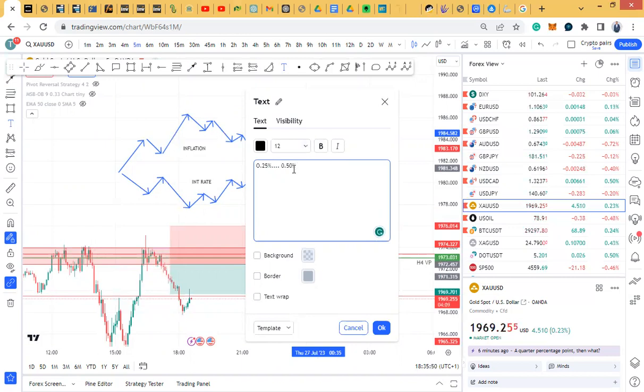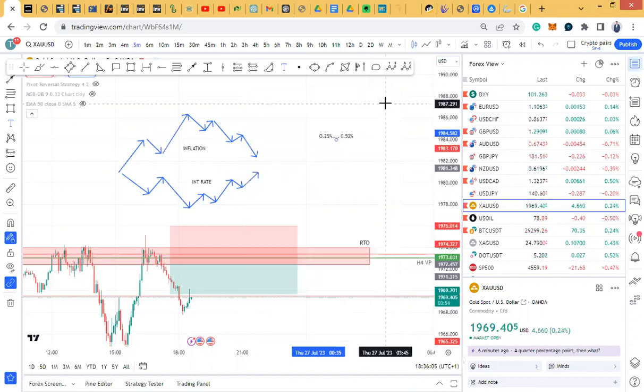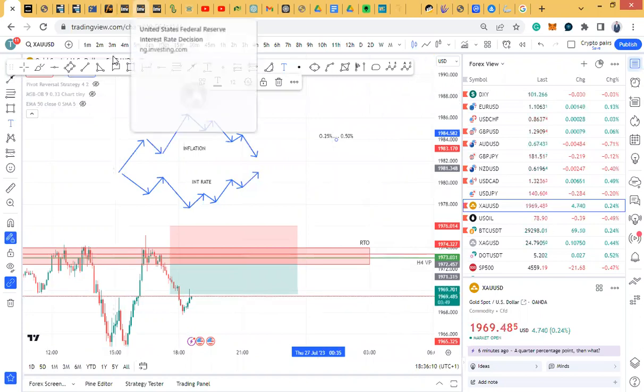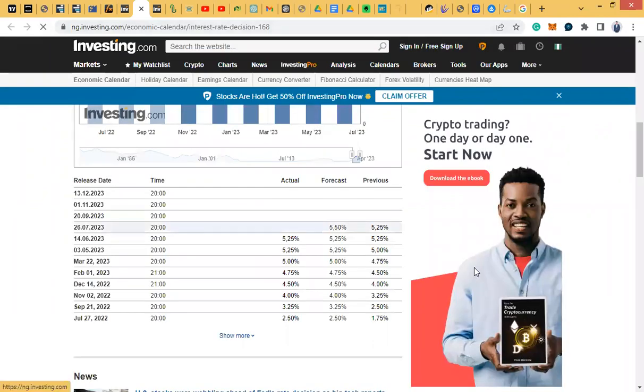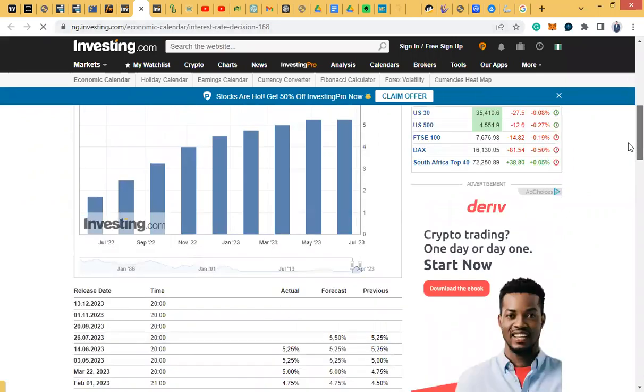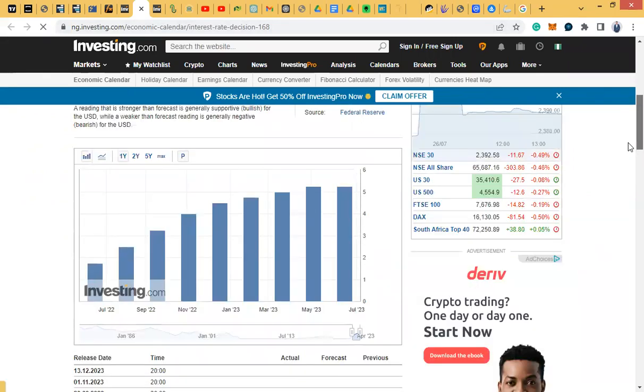So whenever there is a 0.50% hike of interest rate, it is a massive hike. It is a very massive hike on interest rate. So one thing I want you guys to understand is that this is the data of the past interest rate hikes for the Federal Reserve Bank. It is loading. Okay, that's loaded up. So I will show you guys a little example and research I did.